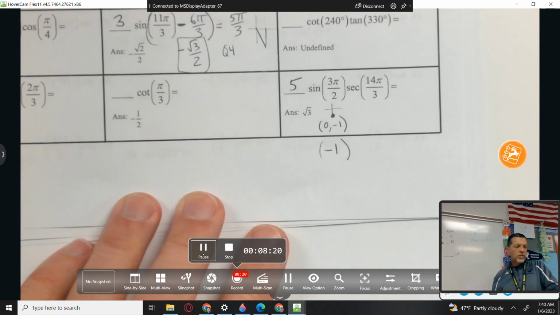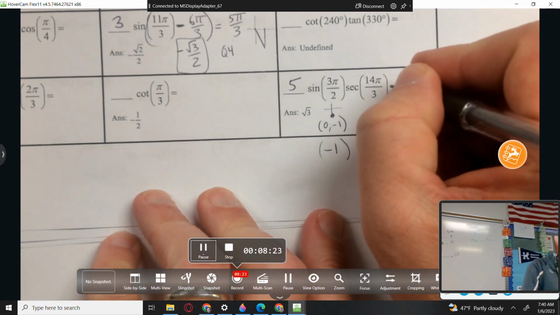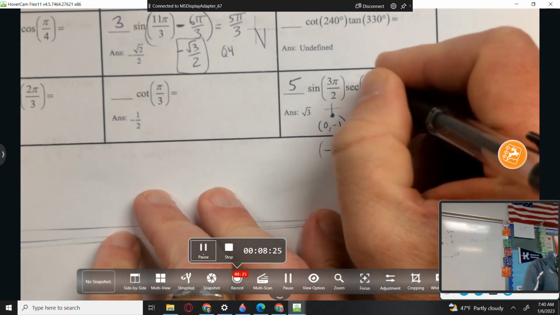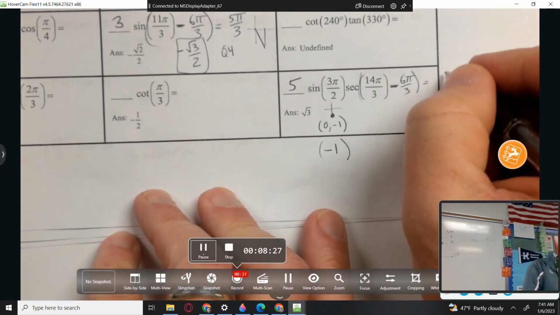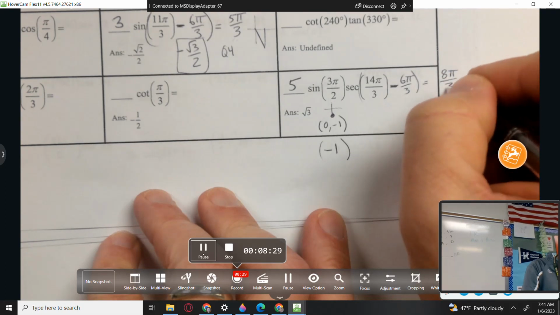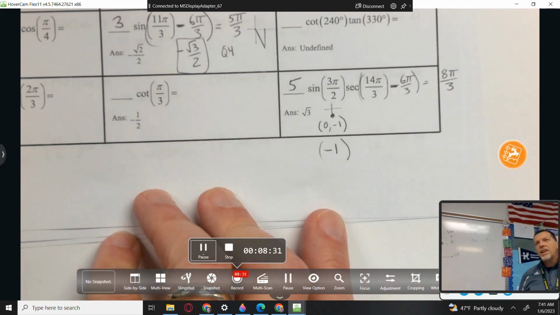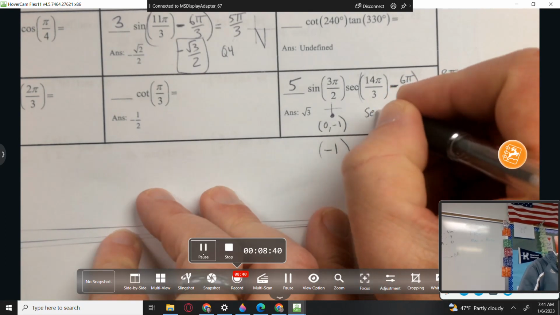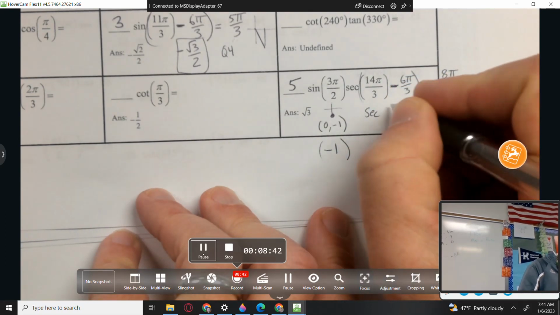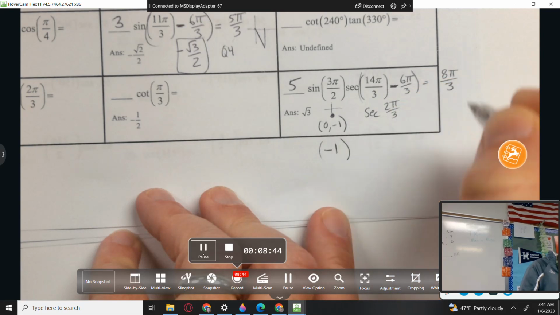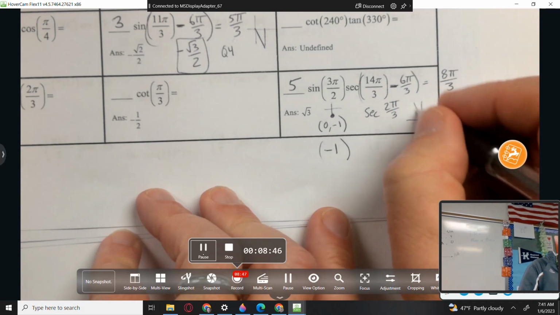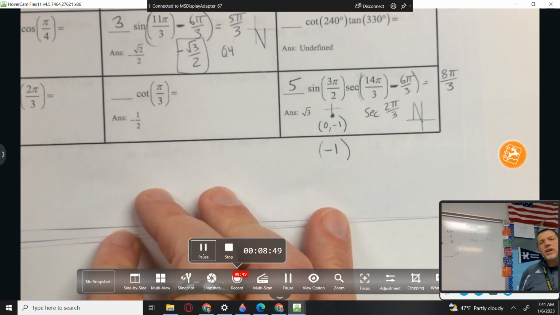Secant of 14 pi over 3, well, I don't like 14 over 3. So let's subtract 2 pi. That gets us 8 pi over 3. I don't like 8 pi over 3. So what should I do? Subtract it again and get 6 pi, or subtract 6 pi over 3 and get 2 pi over 3. So let's see, that would be second quadrant because it's almost pi.